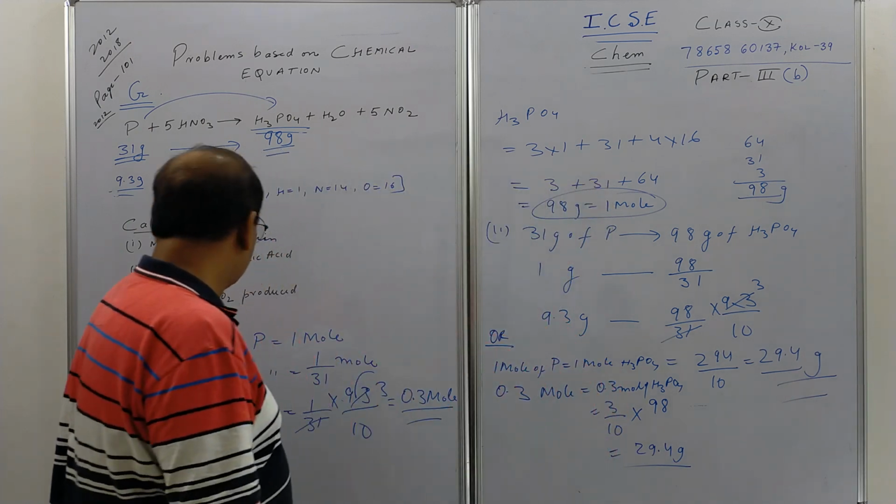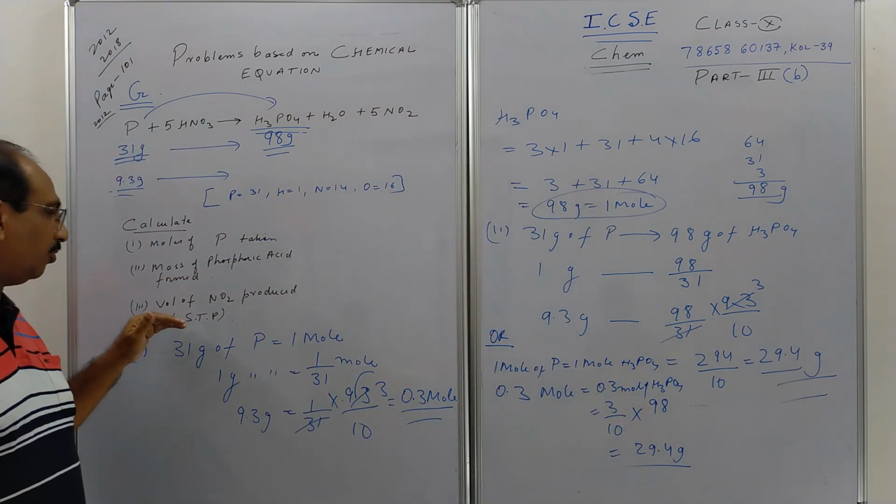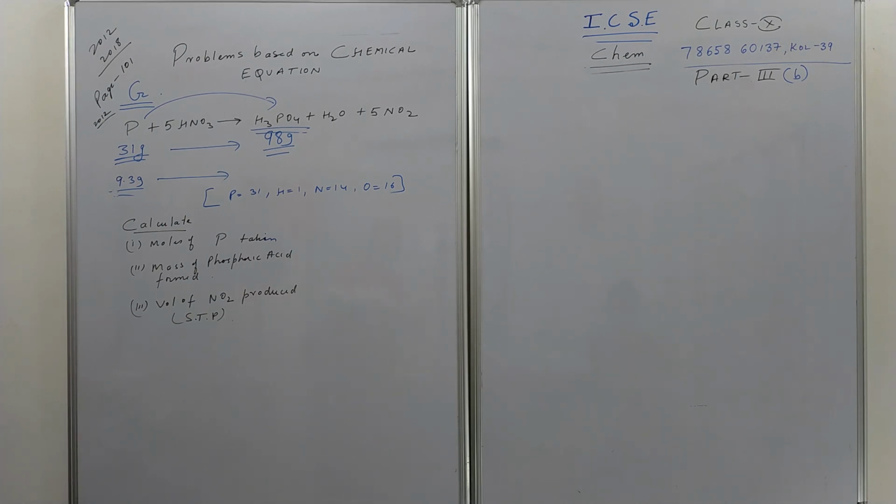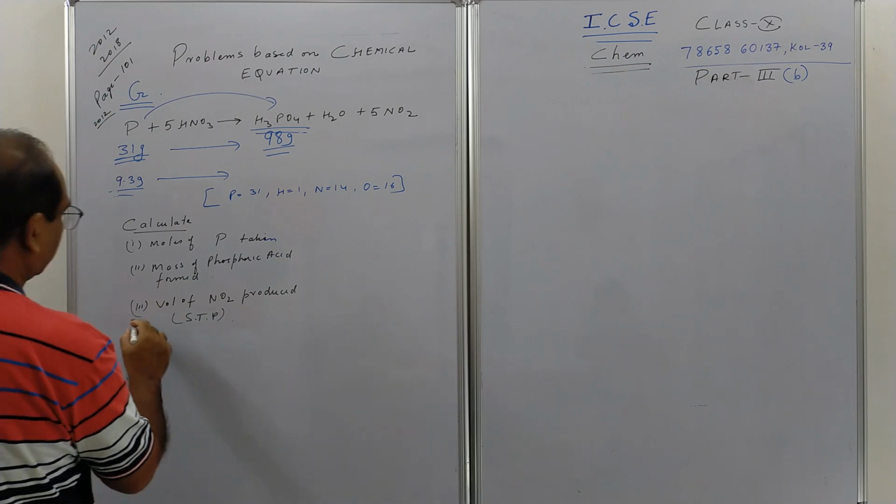Now, I hope you have understood. Then volume of NO2 formed. So kindly pause the video and copy. Then we move on to the last part of this question. Then we will do the 2018 question. Next, we see the last part. Volume of NO2 produced. Here also I'll show you 2 methods.